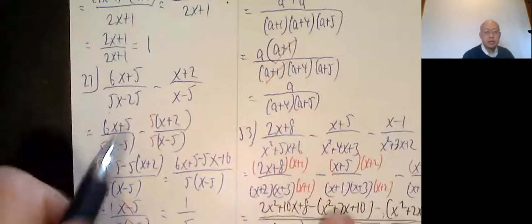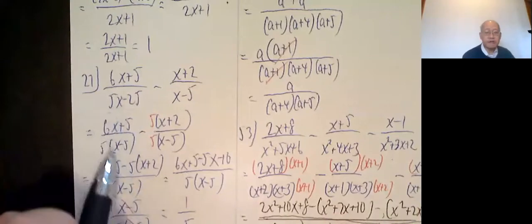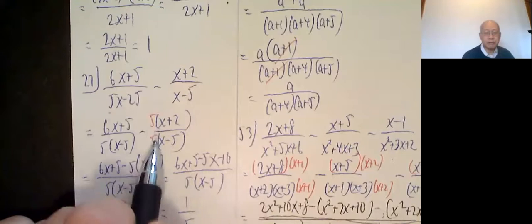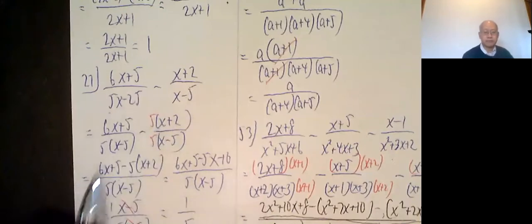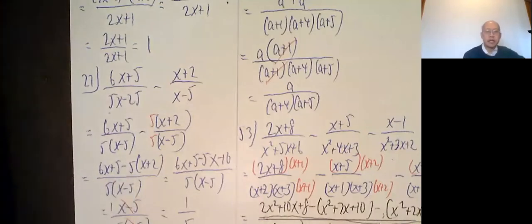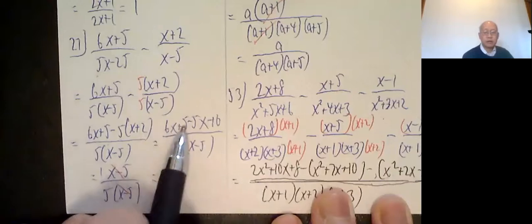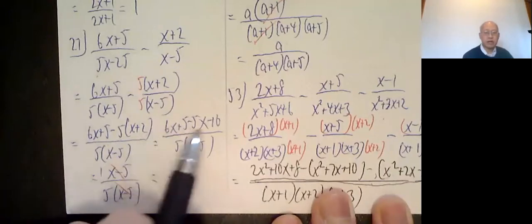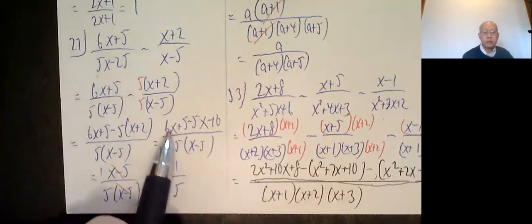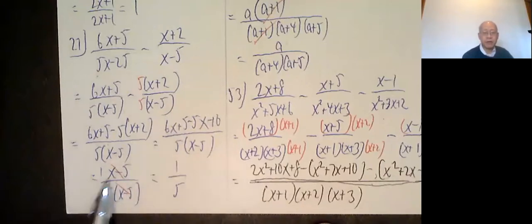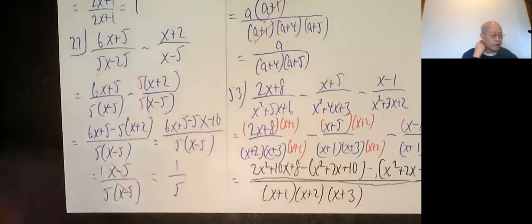Okay, 27. Let's see, this one factors into 5 times x minus 5. This already has an x minus 5, so multiply top and bottom by 5 on this side. 6x plus 5 minus 5 parentheses x plus 2 over 5 times x minus 5. Work out the top. 6x plus 5 minus 5x minus 10. So 6x minus 5x is x. 5 minus 10 is a negative 5. And x minus 5 cancels out. Put a 1 on top. Final answer is 1/5.